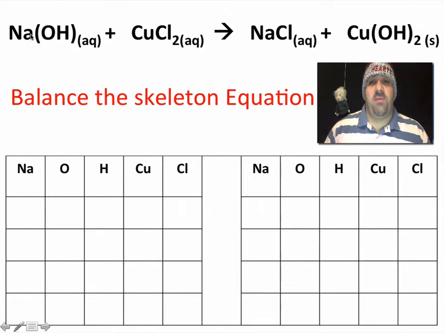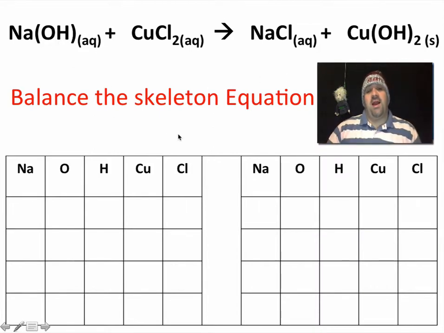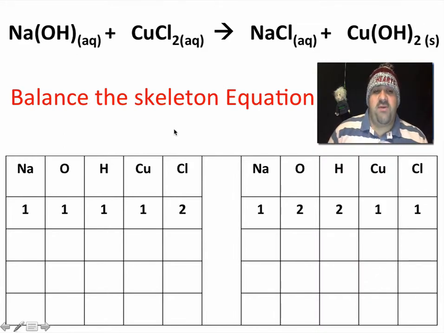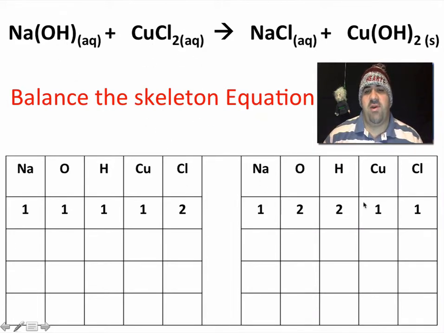So if you have one sodium over here, you've got to have one over here. If you have three oxygens here, there's got to be three over here. Conservation of mass. Atoms are not going to just disappear. So if we were to count these atoms up, there's one Na, one sodium, one oxygen, one hydrogen, one copper, and two chloride. And do the same thing over here.